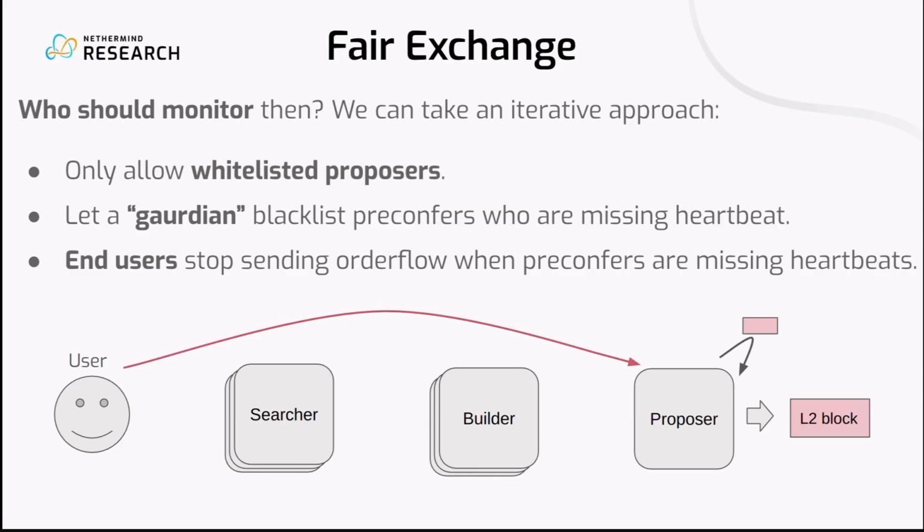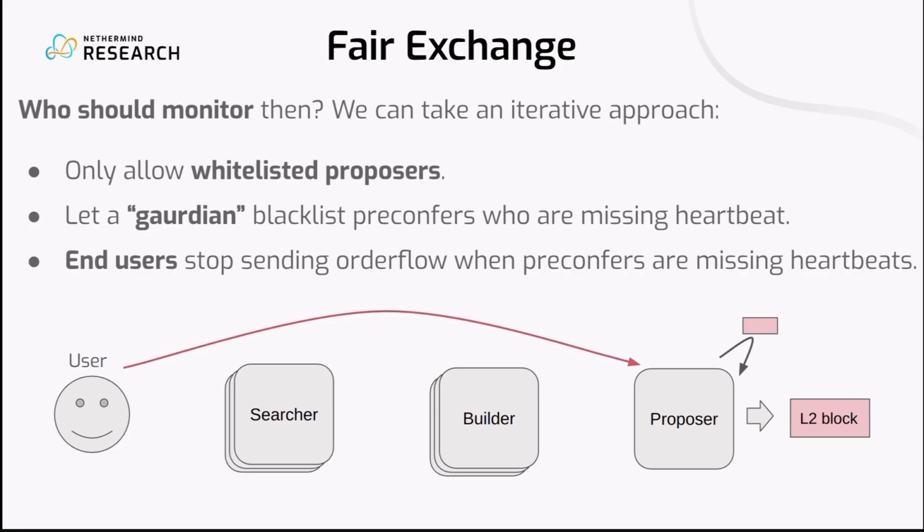So this is far from ideal because it's like whitelisting, it's permissioned, but I think it's a good way to start to get something into mainnet and test it out. And then eventually we can shift to a guardian approach where the guardians have the right to blacklist proposers who are missing their heartbeat.